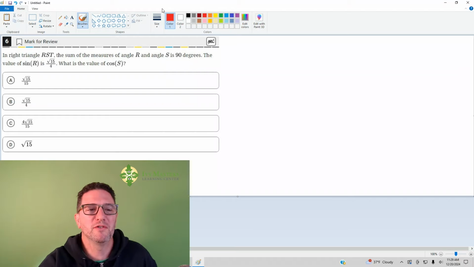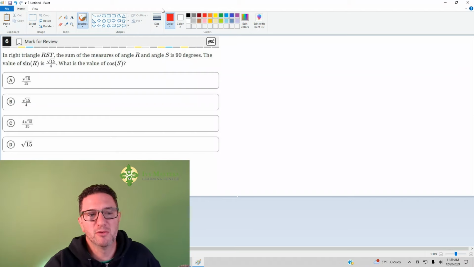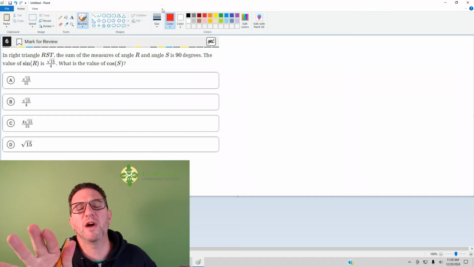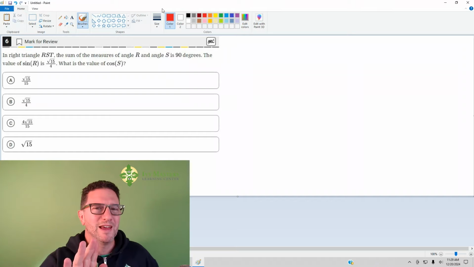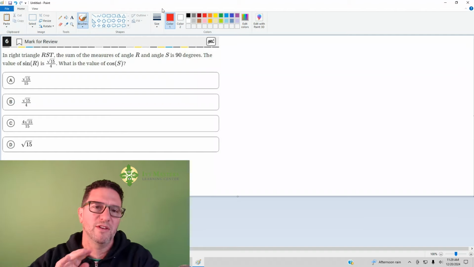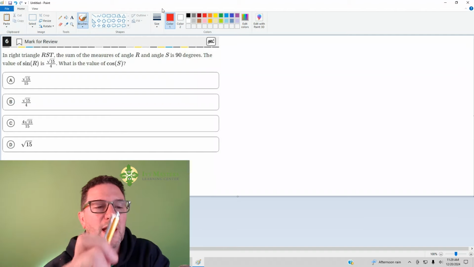That is a hard set of math questions. Number 6 reads: in right triangle RST, the sum of the measures of R and S is 90 degrees. If the value of sine R is root 15 over 4, what is the value of cosine S? If you know a certain something, then this is a 5-second question, but I'm going to take you through a process that you might go through in solving this, and then we'll look at it.